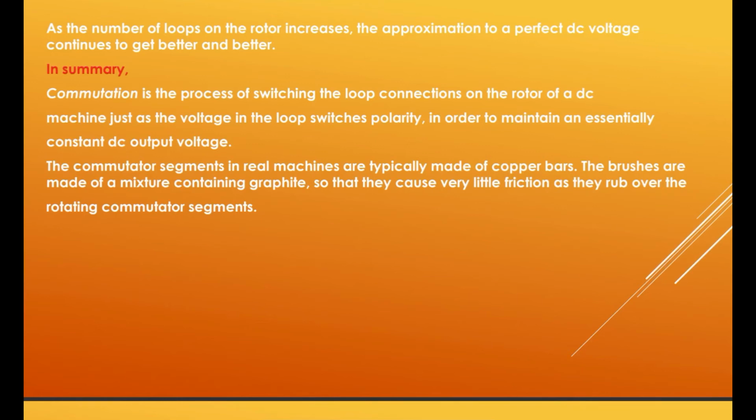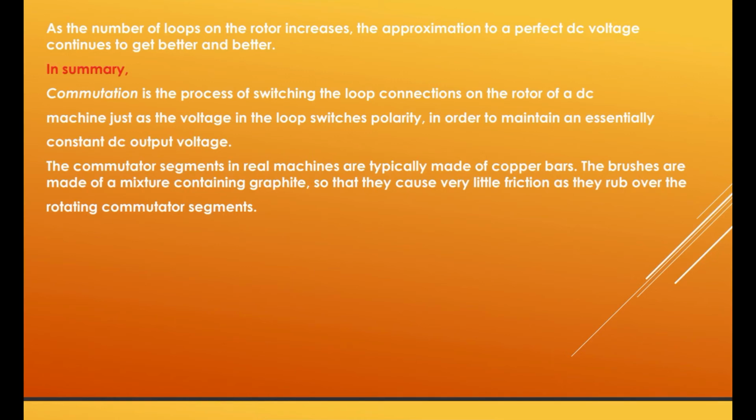As the number of loops on the rotor increases, the approximation to a perfect DC voltage continues to get better and better. In summary, commutation is the process of switching the loop connection on the rotor of a DC machine, just as the voltage in the loop switches polarity, in order to maintain an essentially constant DC output voltage.